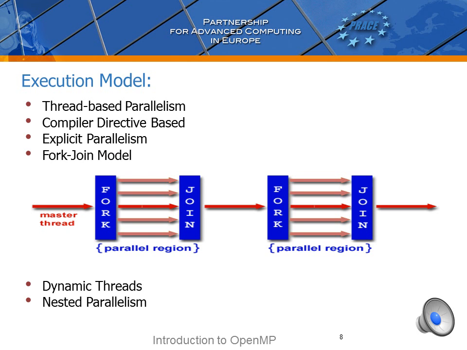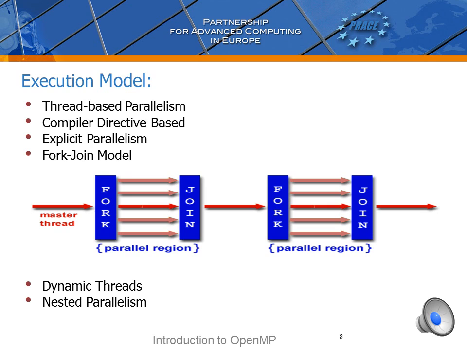OpenMP execution model is based on the idea of creating and using multiple threads to accomplish parallelism. Most OpenMP parallelism is controlled through the use of compiler directives. It is an explicit parallelism in OpenMP so that it can be as simple as first taking a sequential program and then inserting a set of compiler directives to it.